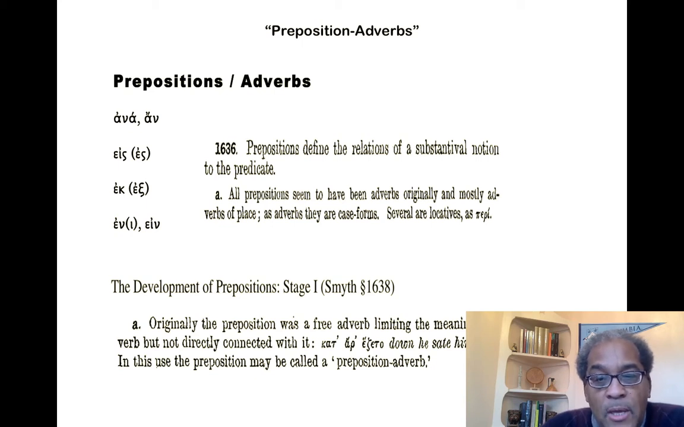He writes, originally the preposition was a free adverb, limiting the meaning of a verb, but not directly connected with it. Katà d' hêzeto, down he sat him. In this use, the preposition may be called the prepositional adverb. So kata, that first word, is a preposition that means down. And so hêzeto, he made him to sit down at that point.